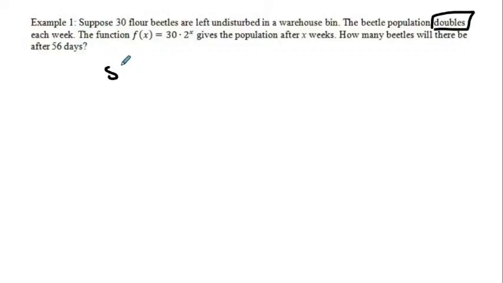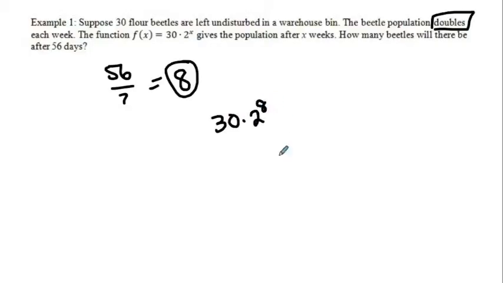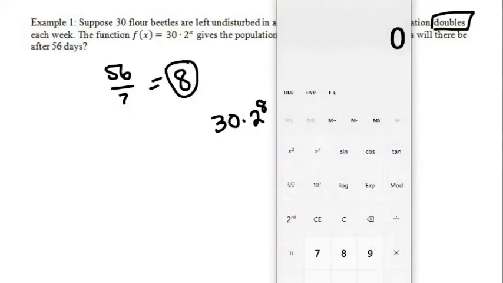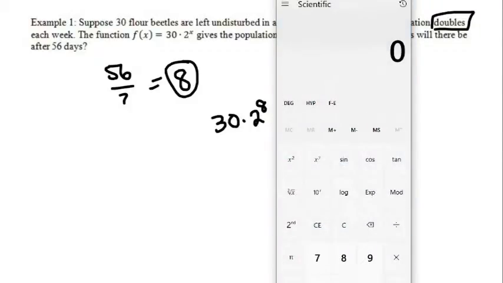All right. How many weeks are in 56 days? 56 divided by 7 equals 8. Okay. This is our x value, 8. So 56 days is 8 weeks. We're going to go ahead and punch that in. 30 times 2 to the power of 8. I'll do the same thing so you don't have to pause the video.